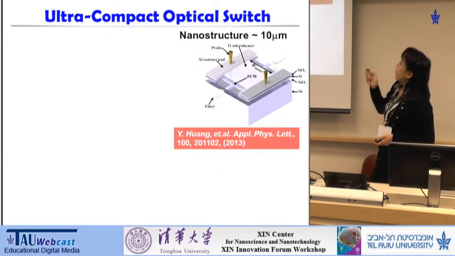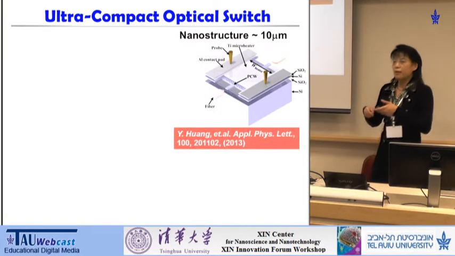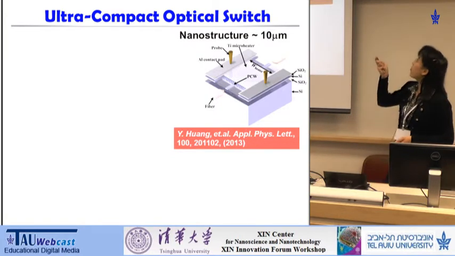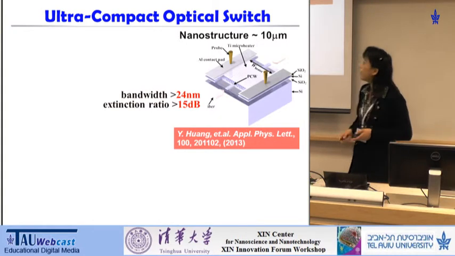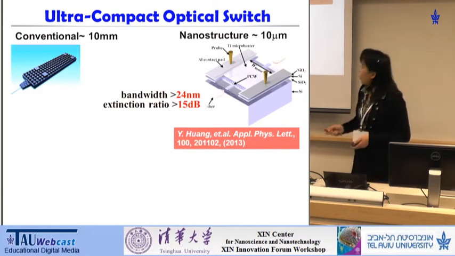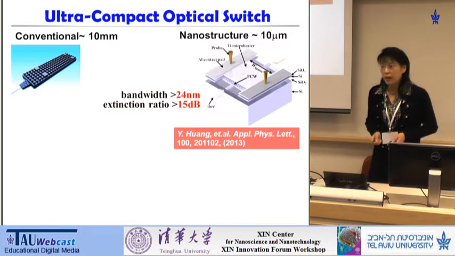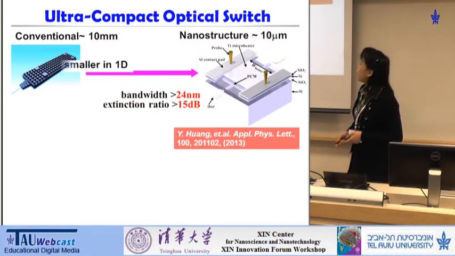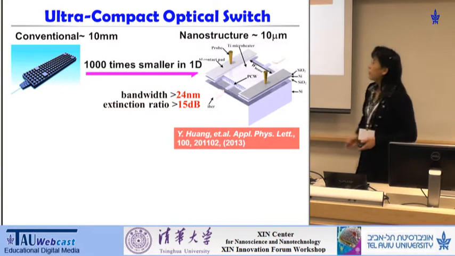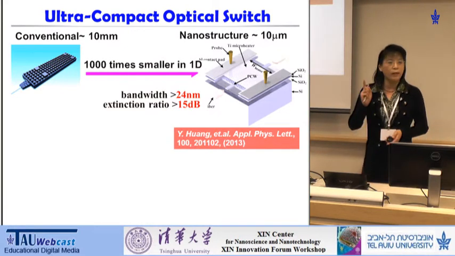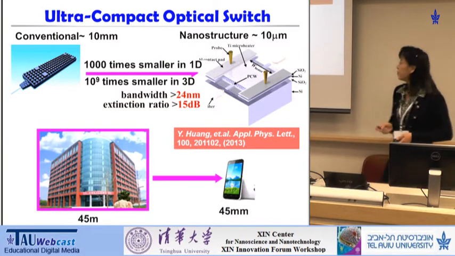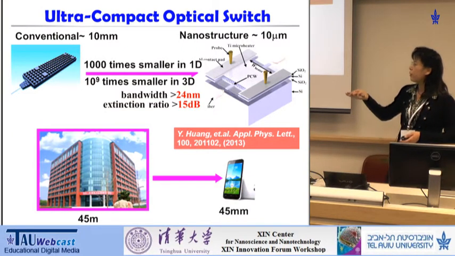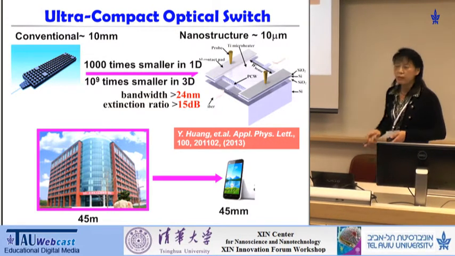Our lab developed very ultra-compact optical switches by using the slow light effect. The size is only 10 micrometers, the bandwidth is larger than 24 nanometers, and the extinction ratio is larger than 15 dB. The typical size of an optical switch is 10 millimeters. So using the slow light effect, we shrink the size of the device 1,000 times in one dimension. That means 1 billion times in volume. So what's the meaning of 1 billion? That means we shrink a building with a height of 45 meters to 45 millimeters.